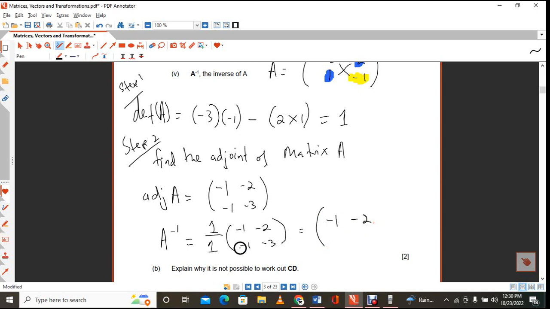1 times -2 is -2, and 1 times -1 is -1, and 1 times -3 will be -3. The same answer, 1 times that. Okay, so that is our answer.